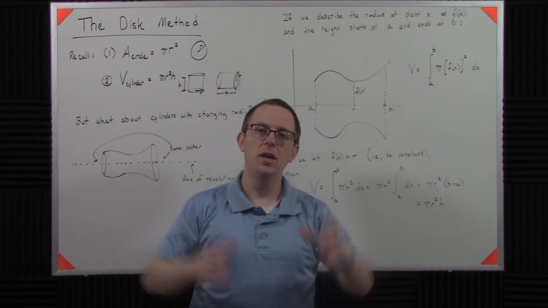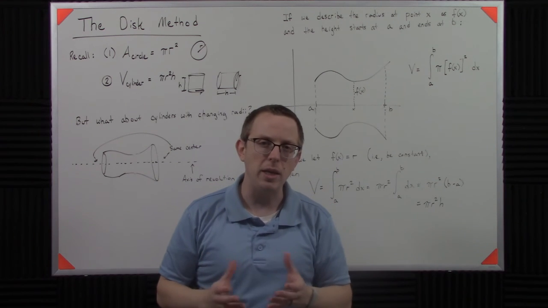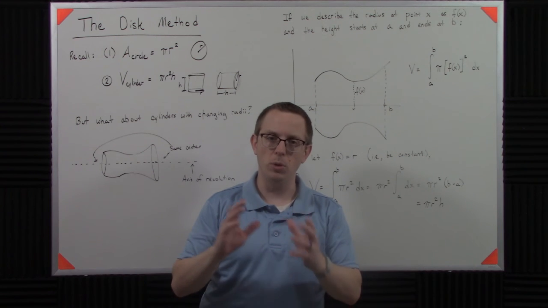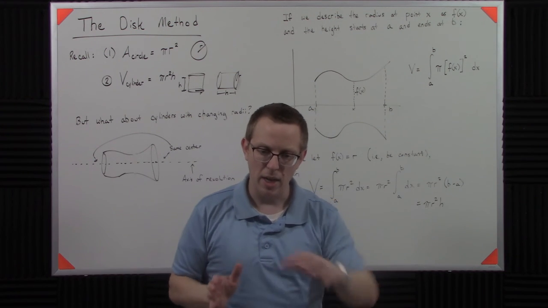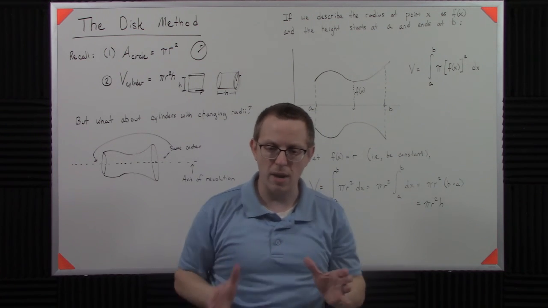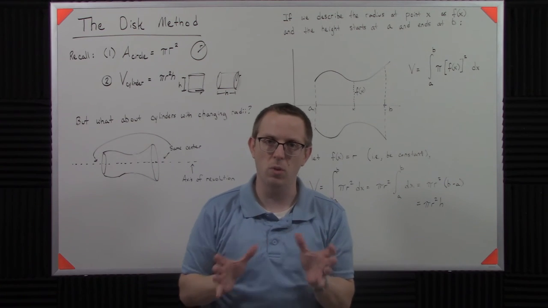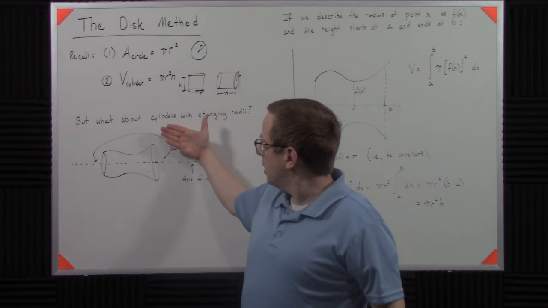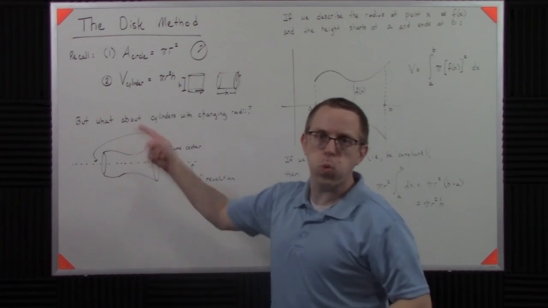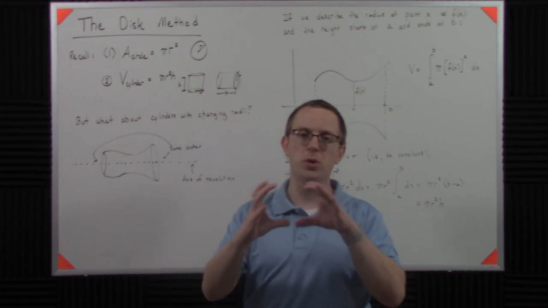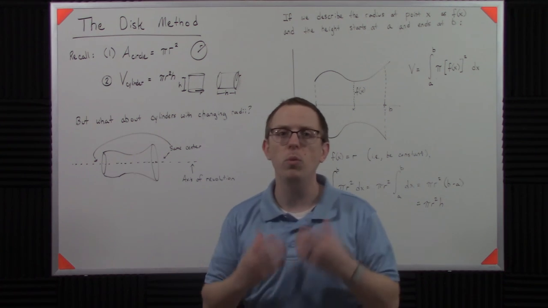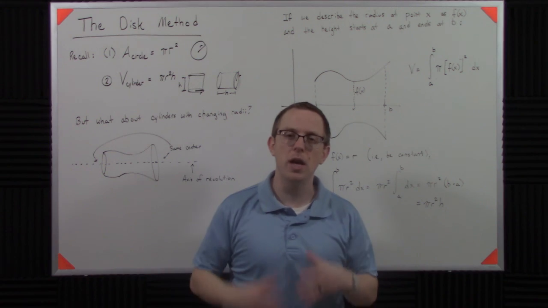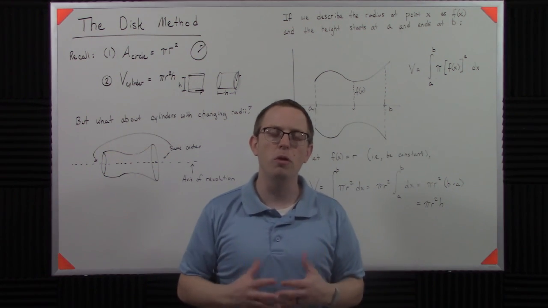If you've ever watched clay pot making, I think it's called throwing, the idea is you're spinning it and it's being shaped as it goes around. That's the idea. We're taking this area and spinning it, and as it goes, it generates this shape, and we want to know what the volume of that generated shape is. So we're going to do some more examples, and hopefully this will get you a little more familiar with what we're doing.